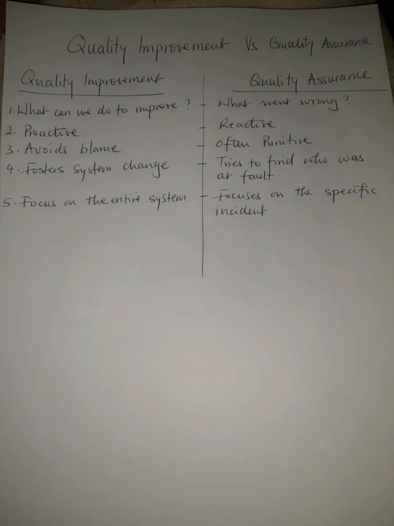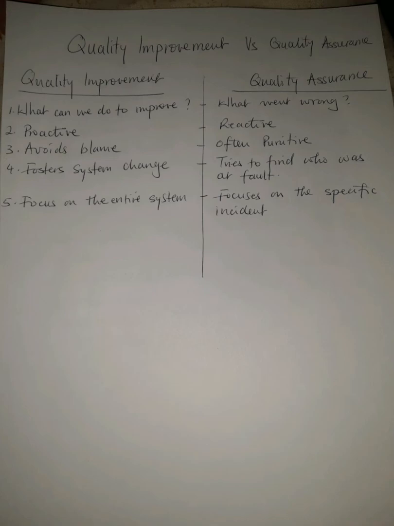So if there is a problem, for example, a patient is given a wrong drug, when we use quality improvement, we look at what has caused the nurse to give the wrong drug. What is the problem in the system? Whereas in quality assurance, we try to find who gave the wrong drug and we give fault to that nurse. Number 5, quality improvement focuses on the entire system. Whereas in quality assurance, the focus is on a specific incident.